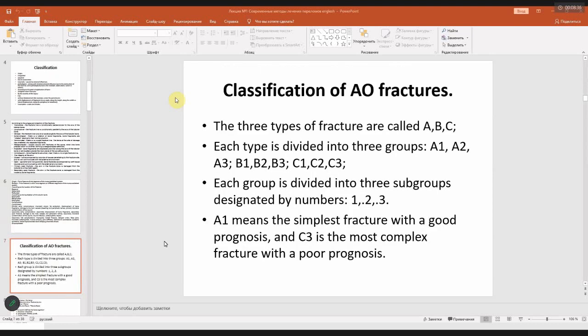Classification of fractures. The three types of fracture are called A, B, C. Each type is divided into three groups, A1, A2, A3, and so on. Each group is divided into three subgroups, designated by numerals 1, 2, 3. A1 means a simple fracture with a good prognosis, and C3 is the most complex fracture with a poor prognosis.